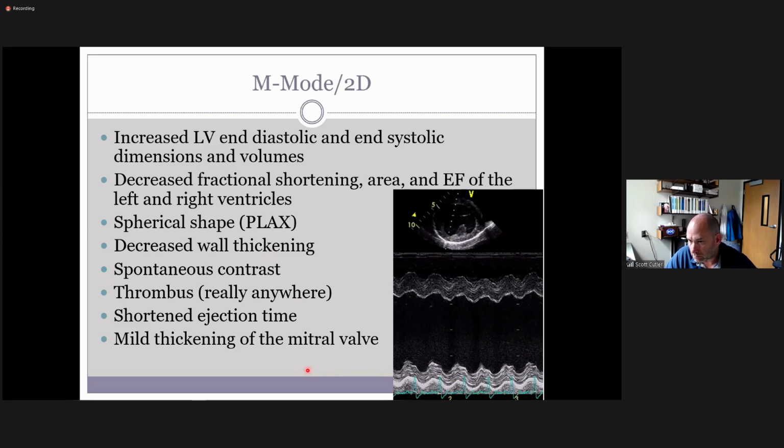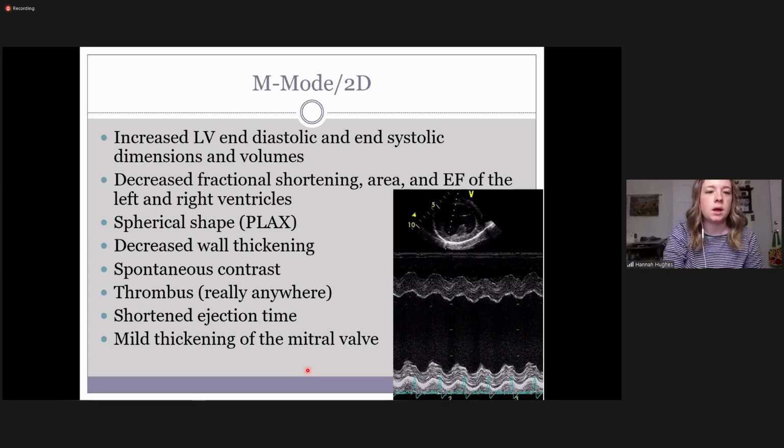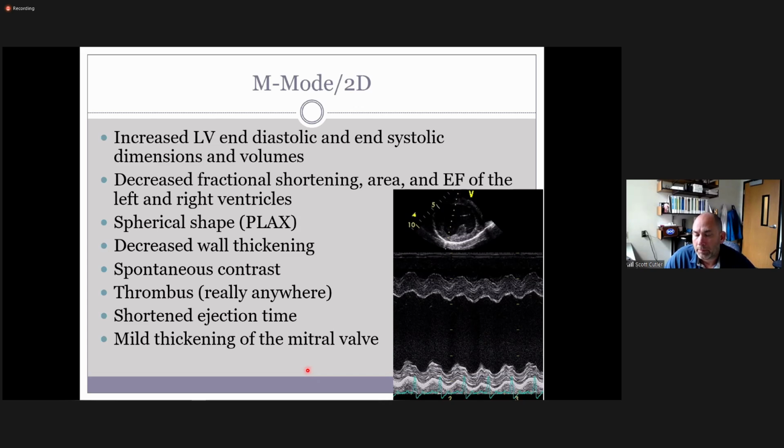Okay. So again, thrombus in this case could happen anywhere because there's lots of spots along the walls that the flow has slowed down significantly, in addition to the atrial appendage. Could you explain spontaneous contrast?